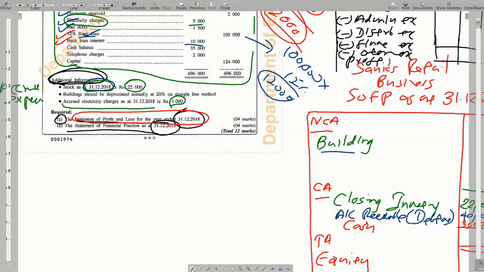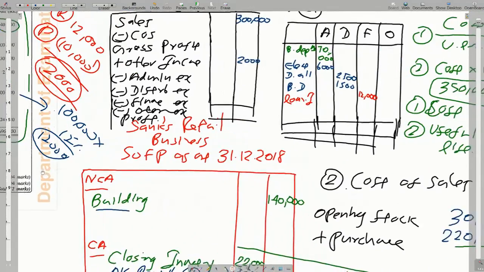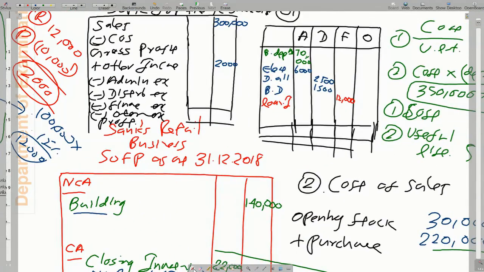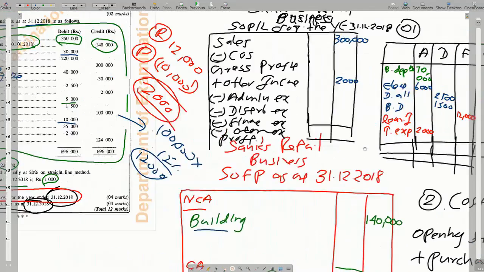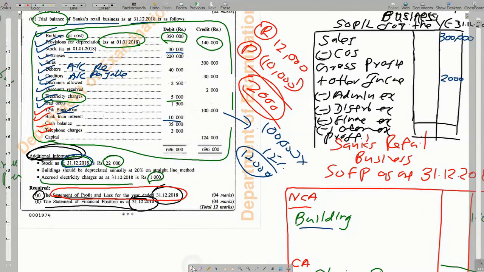Again there are telephone charges. Telephone charges we also consider as administrative expenses, 2,000. Then under the administrative expenses you write 2,000, telephone expenses. Then the final one is capital. There is a section called equity under the statement of financial position. So the capital amount we are required to enter in the statement of financial position.